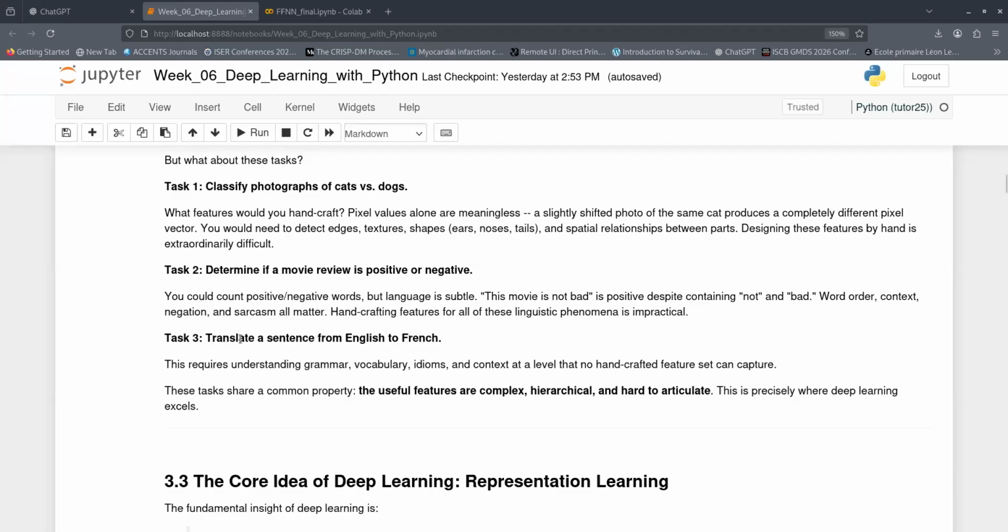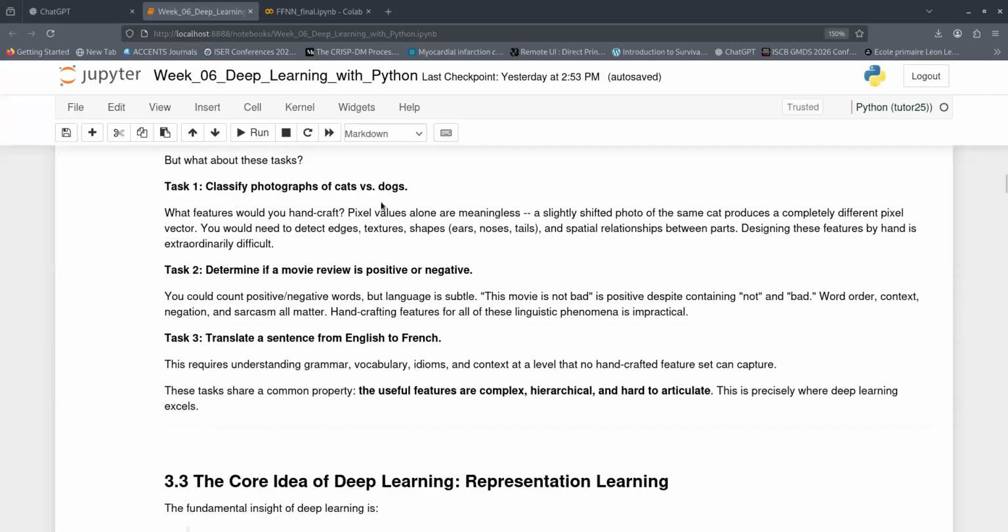If you want to translate a sentence from English to French, imagine the complexity. It requires understanding the grammar, the vocabulary, the idioms, and context at a level that no handcrafted feature set can capture. These tasks share a common property: the useful features are complex, hierarchical, and hard to articulate. This is precisely where deep learning excels.